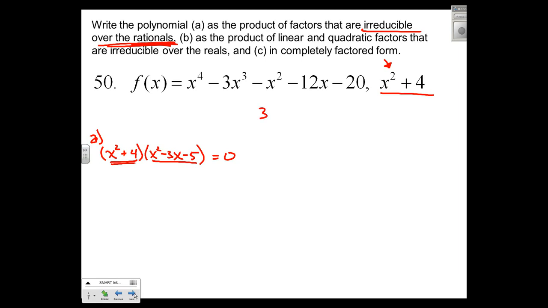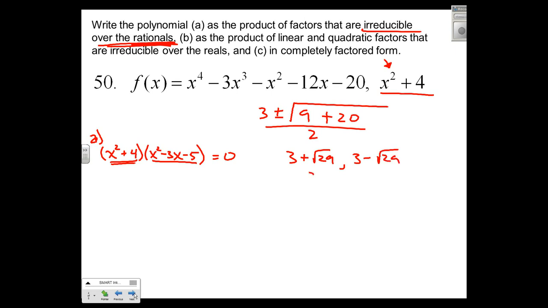Opposite of b, plus or minus square root of b squared, that's 9, minus 4 times a, 1, times c, negative 5, and I get, that's 4 times negative 5, negative 20, so that becomes plus 20 here. All over 2a, that's just 2. So that is 3 plus root 29 and 3 minus root 29, all over 2. So ugly zeros, but zeros nonetheless.